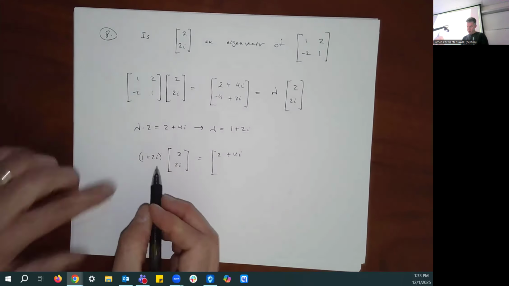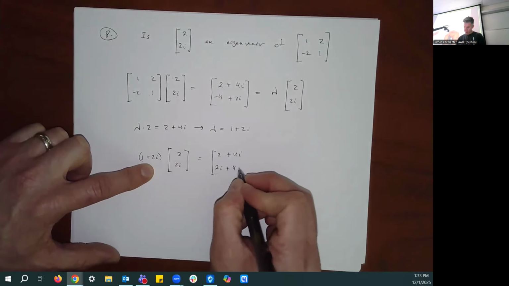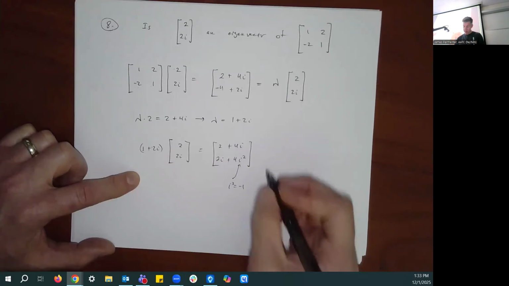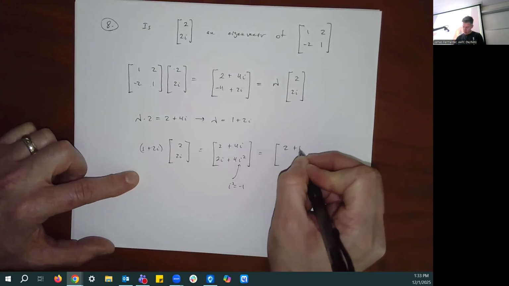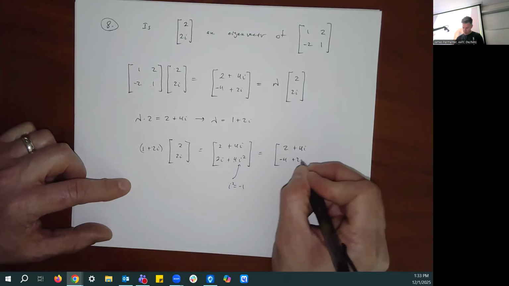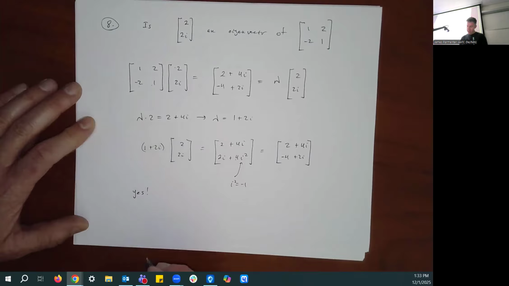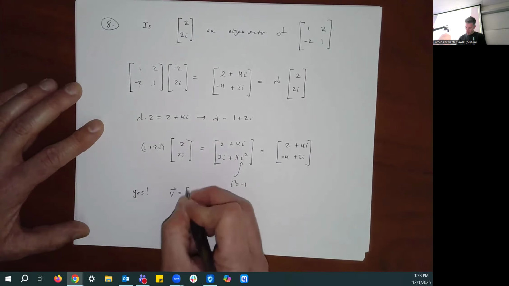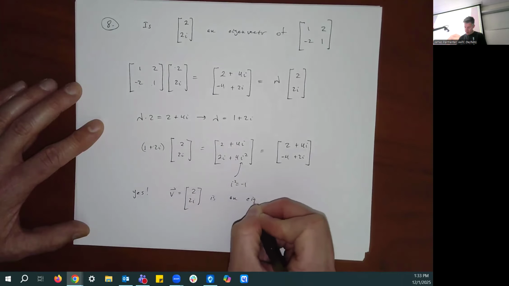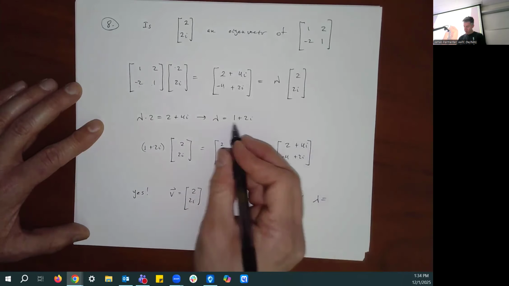The bottom part's going to be 1 times 2i, and 2i times 2i is 4i squared, but i squared is negative 1. So yeah, this works. We get 2 plus 4i, and we get 4 times negative 1, which is negative 4 plus 2i. So yeah, the answer is a deafening yes here. Our vector 2, 2i is an eigenvector, and the eigenvalue is complex. The eigenvalue is 1 plus 2i.